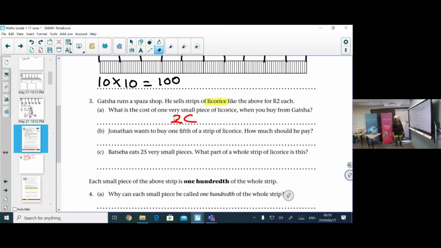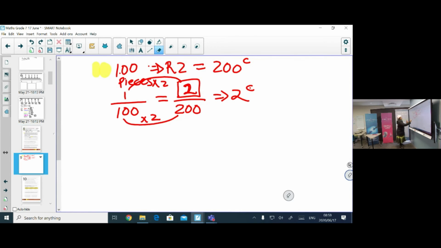So Jonathan wants to buy 1/5 of the strip. How much should he pay? So 1/5. We know that 100 cost 200. So 1/5 of 200, how much is that?